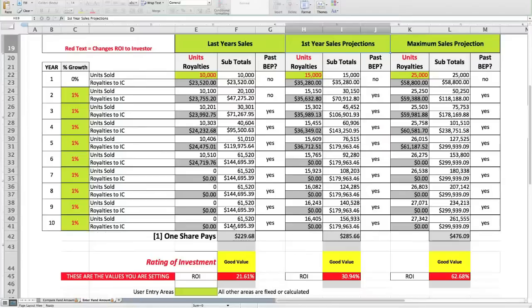All right. Then down here at the bottom, these are values that we're computing for the ROI. And you can see that it's a good value. It's above 20%. And then if you do better sales, 50% better than what you did last year, this would be the ROI, and if you did even better than that, that's the ROI. These are the upsides to your investors.